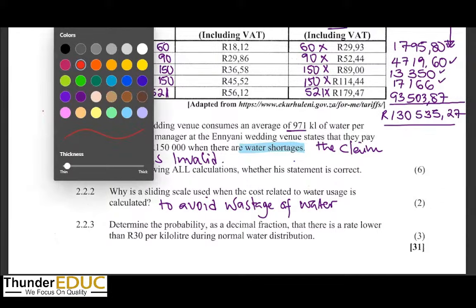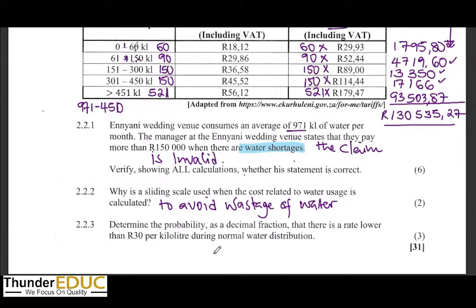We continue and look at the next question. Determine the probability as a decimal fraction that there is a rate lower than 30 rand per kiloliter during the normal. So we look for how many rates there are. We count 1, 2, 3, 4, 5. Of the five rates, how many are below 30? We have 2. So it's 2 out of 5, which is the same as 0,4. Why do we put it at 0,4? They want a decimal fraction.